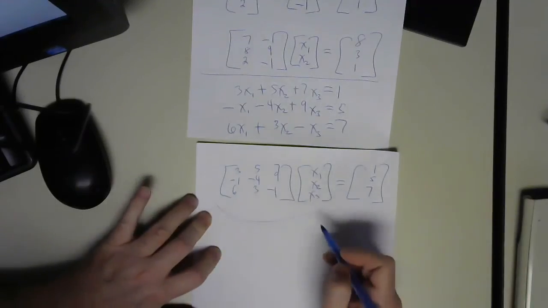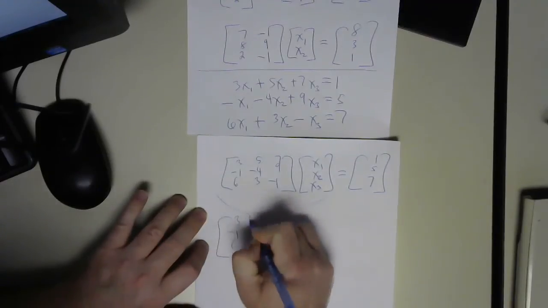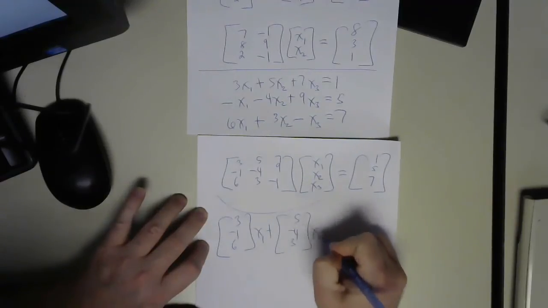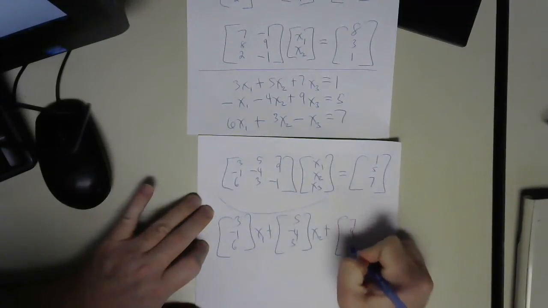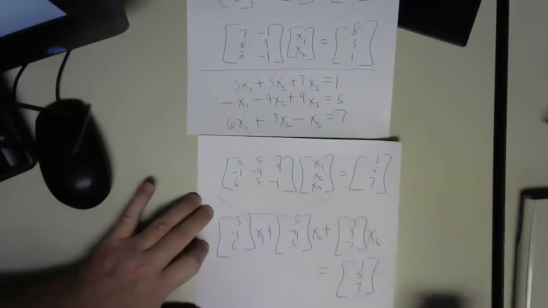By the way, this is also equivalent to this sum. It's the first column of A times x1 plus the second column of A times x2, and so on. So you really ought to be able to go back and forth between one form and the other pretty easily, pretty quickly.